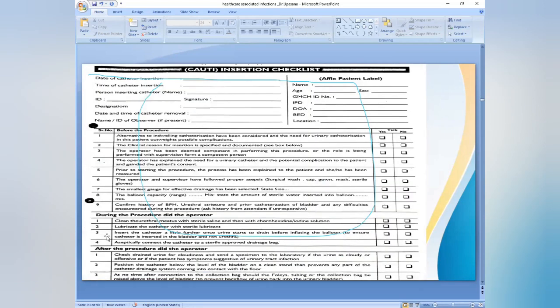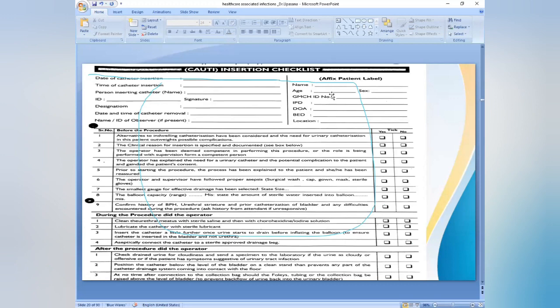There is a CAUTI insertion checklist, which is used in my institution, and these are the prerequisites we generally follow. What is the name, the signature, who has inserted the catheter, what was the date and time, and who has actually observed it. This is also very important. Generally, the infection control nurse has to be one of the observers who will make sure how the catheter has been placed and who has placed it, and whether he or she has taken the necessary precautions or not.